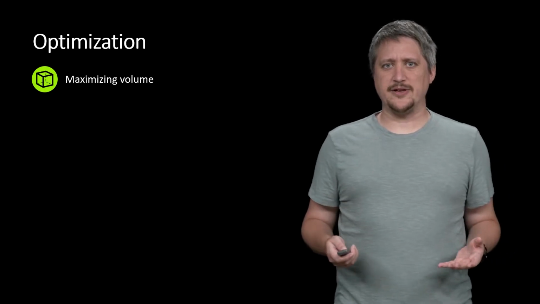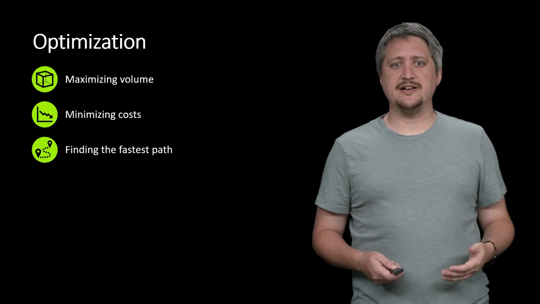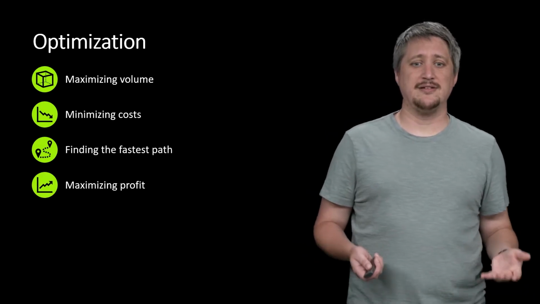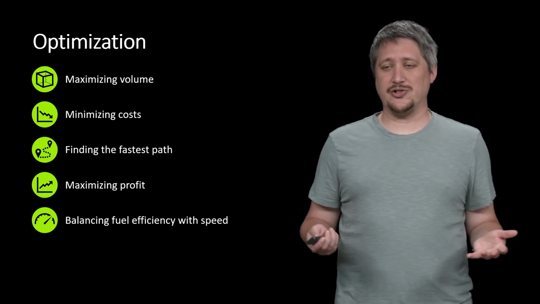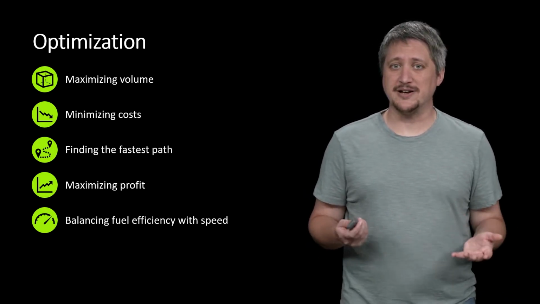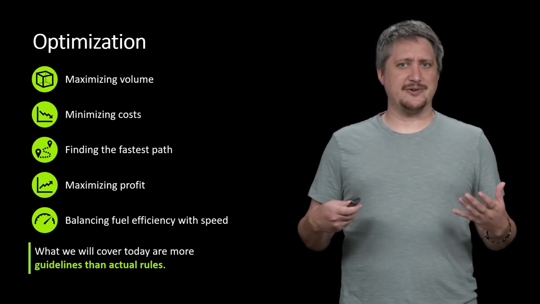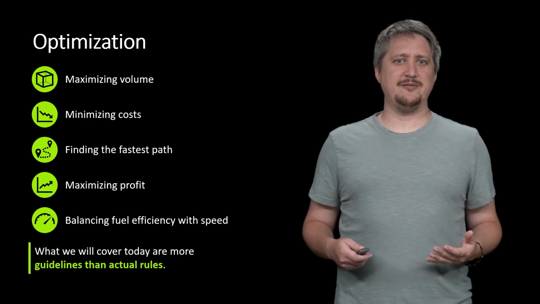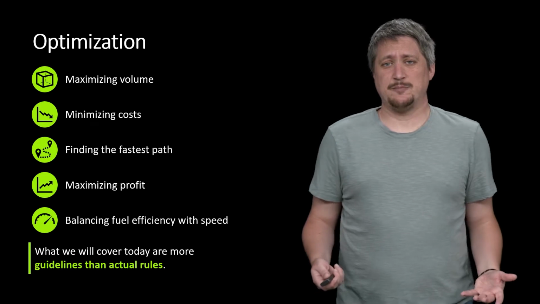So optimization, as we mentioned, can span a lot of things. Trying to develop a framework to work in is difficult because your optimization can involve things like maximizing volumes, minimizing costs, finding the fastest path, maximizing profit, balancing fuel efficiency and speed. These are all classic areas that you might look at optimizing. Developing some process of steps that would largely apply to all of these vastly different situations is pretty difficult.